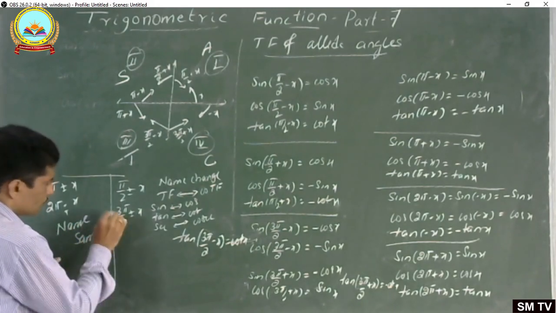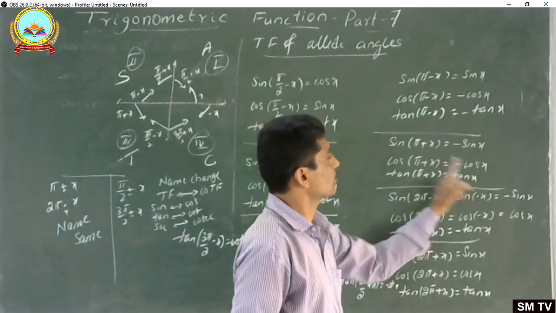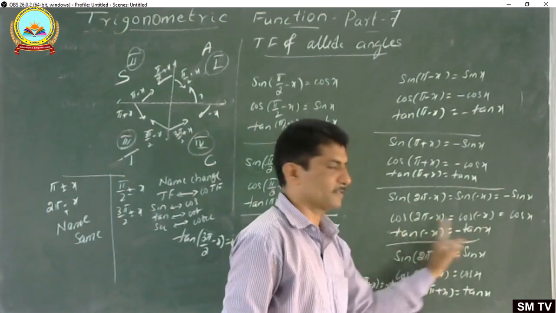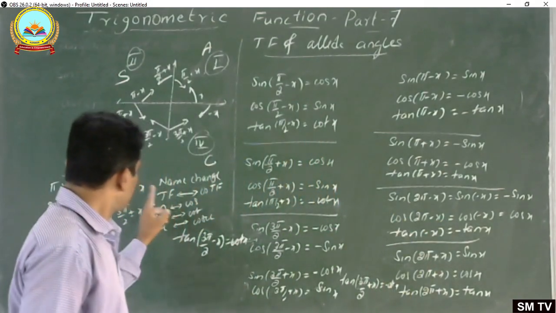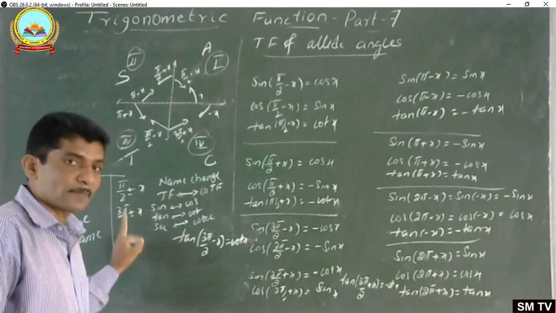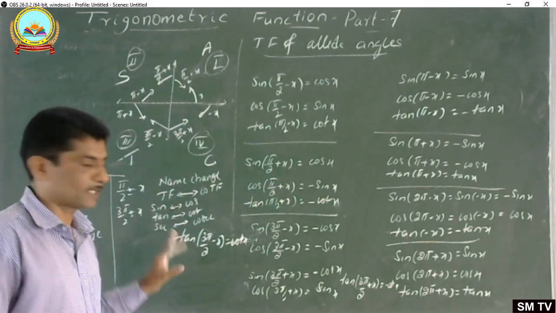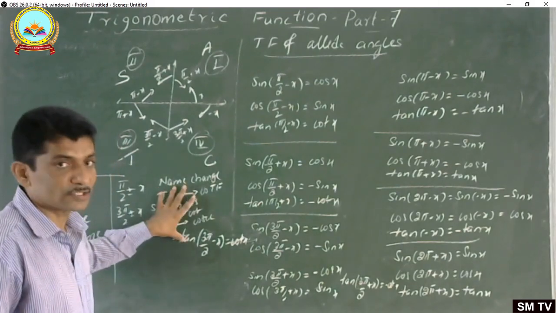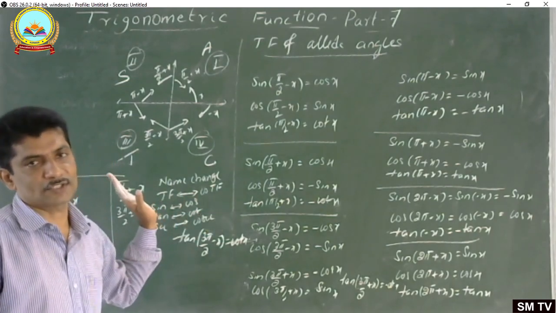Just remember these two notes. Sin to sin, cos to cos, tan to tan, in all the cases. In odd multiples of pi by 2, pi by 2 plus or minus, 3 pi by 2 plus or minus, the name is changed. And pi plus or minus, 2 pi plus or minus, the name is same. How does it change? Trigonometric functions to co-trigonometric functions.